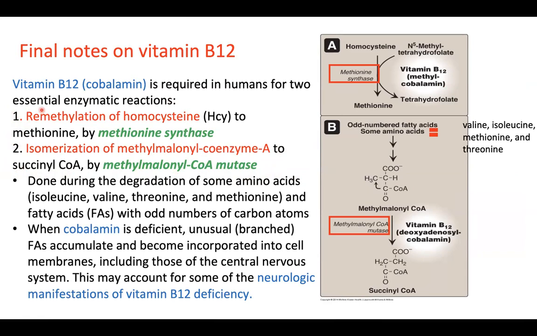What happens is, because of a deficiency in B12, sometimes these unbranched fatty acids will accumulate in the brain and different organs in the body, and essentially result in the disorders that you see in these patients. Also, sometimes a deficiency in cobalamin can account for the neurological manifestations of a vitamin B12 deficiency. Why? Because the cofactor itself is deficient. So the activity of these two enzymes is affected as a result.